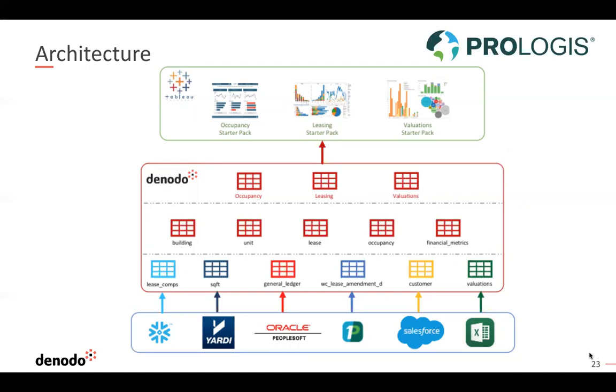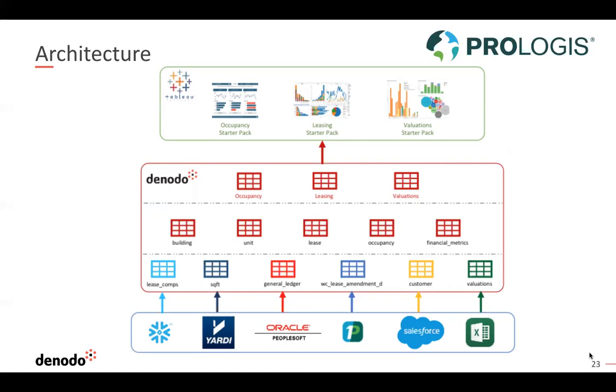The first layer they created was the base views from the source systems. The second layer was building blocks. In their case, they are a real estate company, so they had buildings, and in buildings they had units, and then these units were leased. They were occupied, so there was an occupancy that they needed to check, and there were financial metrics that they need to look at.